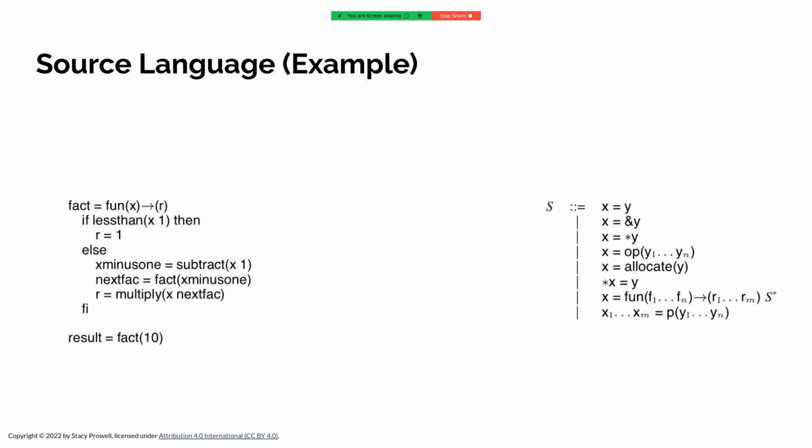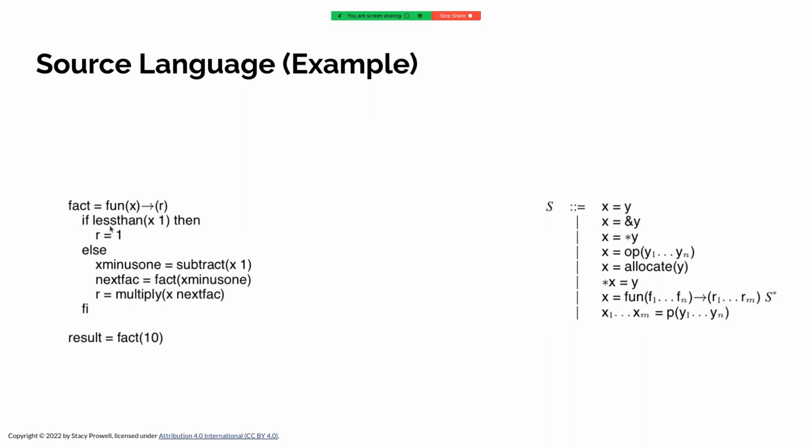And so what does a program in that language look like? Well, it looks like what's over on the left. So here he says fact equals fun x, and the return is r. That's this little line right here. We expect that to be followed by a sequence of statements. And in fact, it is followed by a sequence of statements. And he didn't mention if or else. And he didn't say phi anywhere. It's fine. We know how if-then-elses work.